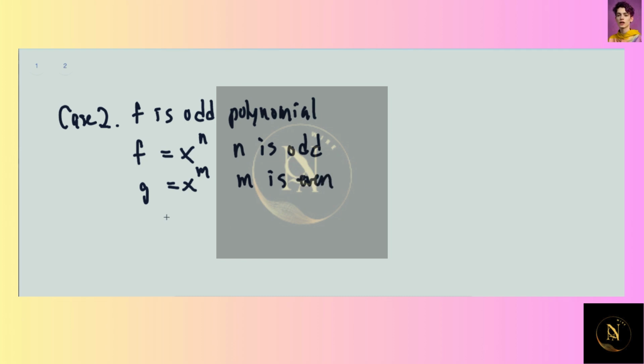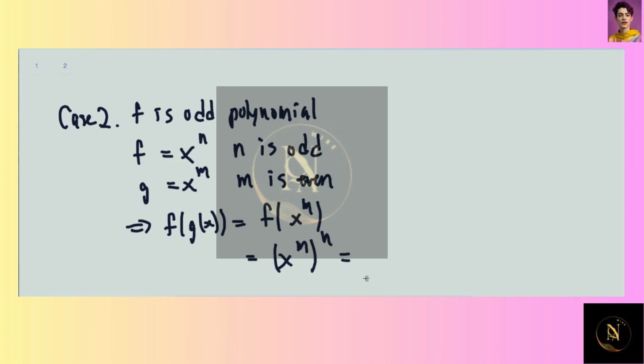Okay, so this composition f of g of x is going to be f of x to the power m, where m is even. And finally, this composition will be x to the m to the power n. And using our laws of exponents, this is again x to the m times n.